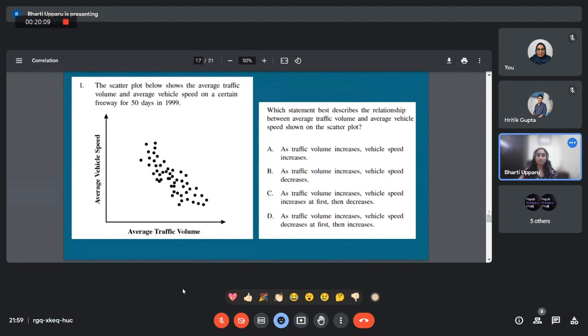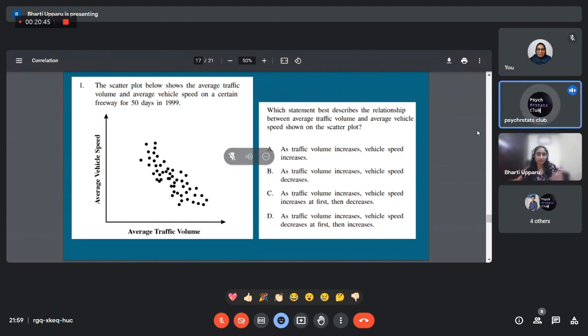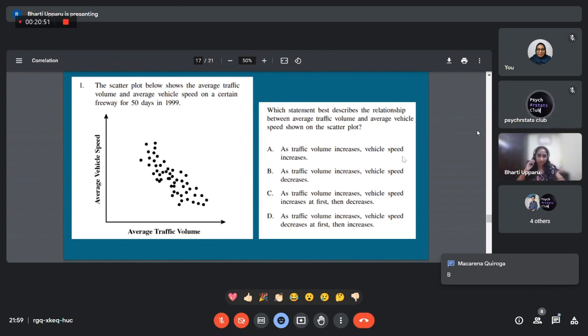Okay, here's a question. The scatter plot below shows the average traffic volume and average vehicle speed on a certain freeway for 50 days in 1999. This is how the plot looks. Can anyone answer which statement best describes the relationship between average traffic volume and average vehicle speed shown on the scatter plot? As traffic volume increases, the speed decreases, right? Yeah.